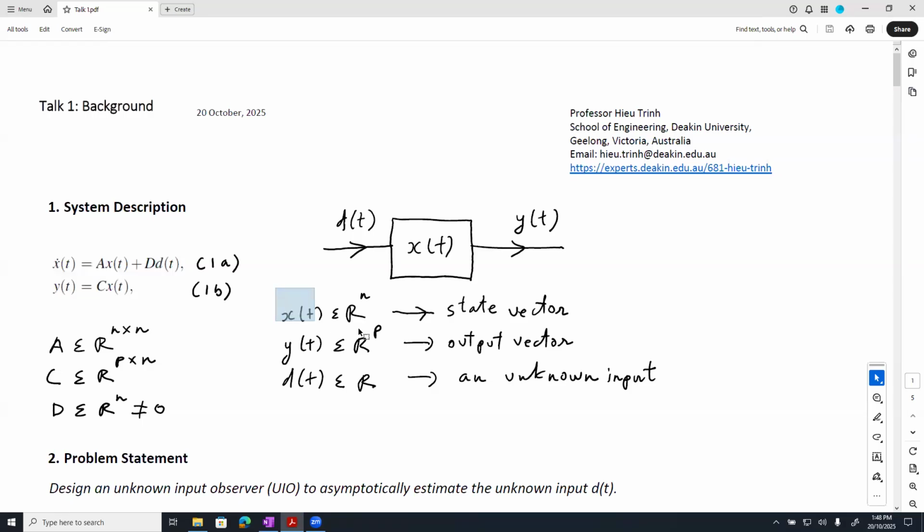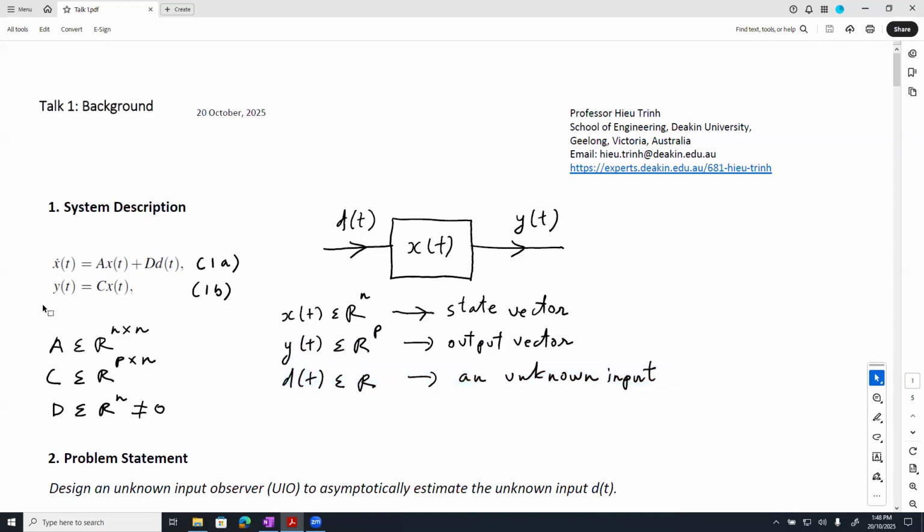And we have here x of t, which is of dimension n. It's the state vector. y of t is of dimension p, where p is bigger than 1, and this is the output measurement vector. And d of t is an unknown input. In this presentation, for the sake of simplicity, we assume that d of t is just one single unknown input. It can be a vector as well, and it does not cause any difficulty in the analysis at all.